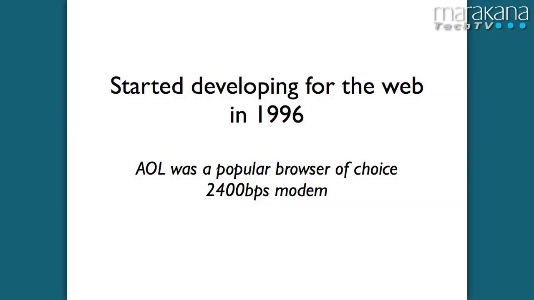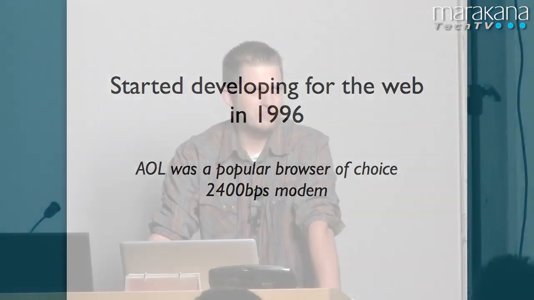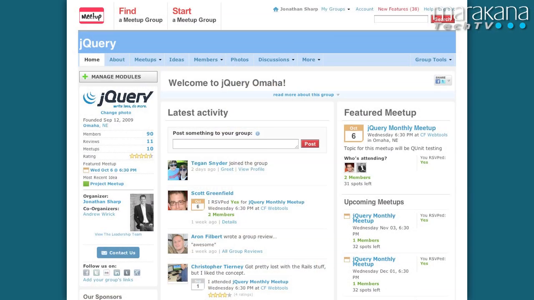So first off, who am I? I am Jonathan Sharp. I started developing for the web way back in 1996. AOL was a popular browser at the time. Modems were slow. And I'm sure there's at least one person in this room that can predate me even before that. But basically, the web's been around for quite a while now. I run the Omaha jQuery Meetup, and that is in Omaha, Nebraska. That's where I reside and have been for the past 4 years.